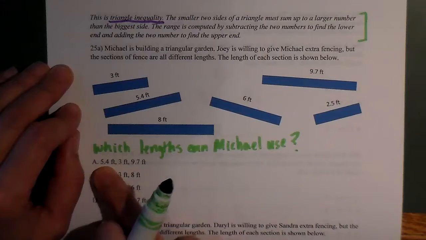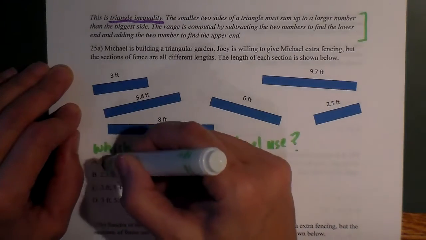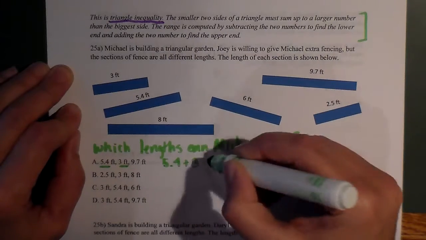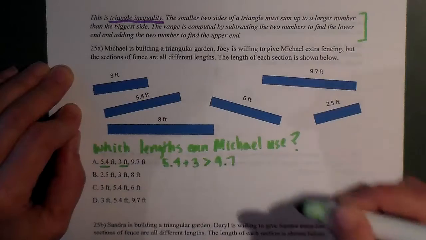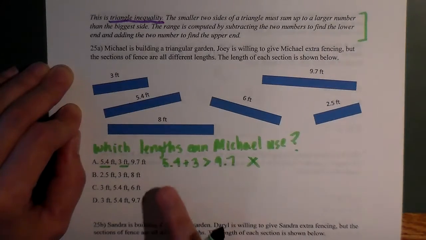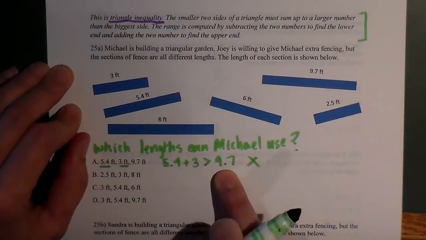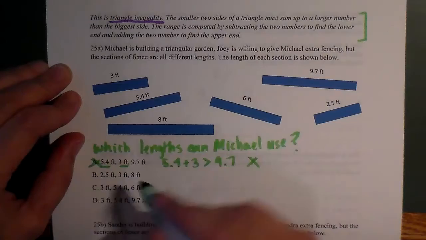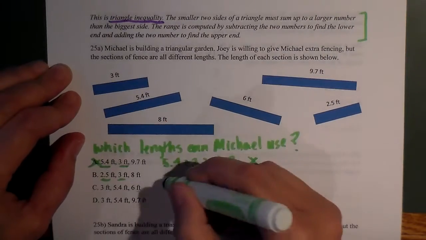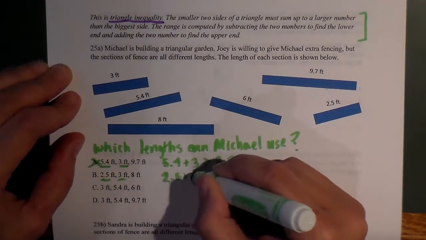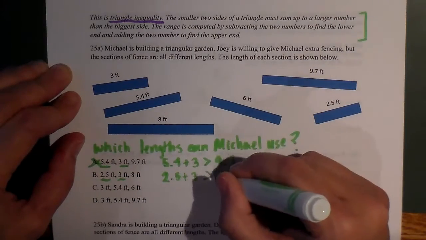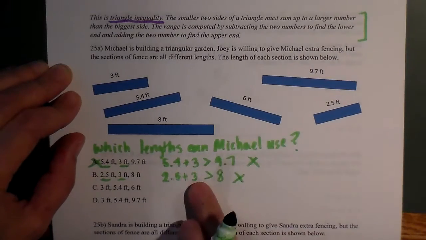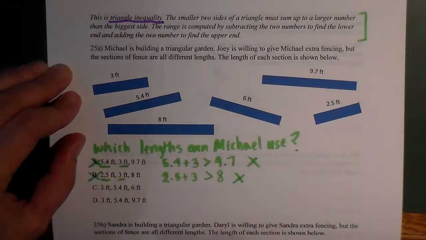So first one, 5.4, 3, and 9.7. So what are my two baby sides? 5.4 and 3. Is 5.4 plus 3 larger than 9.7? And the answer is no. 5.4 plus 3 is 8.4. That is not larger than 9.7, so that won't work. B, 2.5 and 3 are your baby sides. So 2.5 plus 3, and we got to compare that and see if that's greater than 8. Is that true? No. 2.5 plus 3 is 5.5, which is not greater than 8.